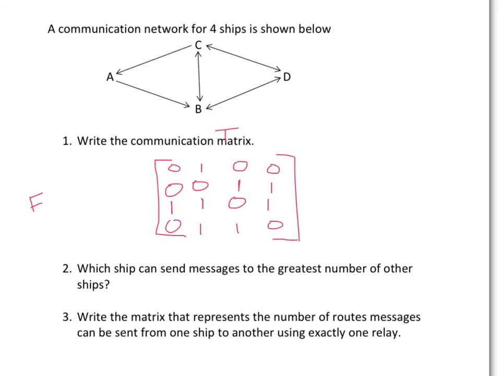All right, now from this we can answer this quick question. Which ship can send messages to the greatest number of other ships? We've got A, B, C, and D. You just count straight across, because that's how many they can send. If you look at this row, it tells you how many A can send. Well, they can only send 1. You could also look at the diagram and count. B sends 2, C sends 3, D sends 2. So the obvious one is C, because it can send messages to 3 other ships.